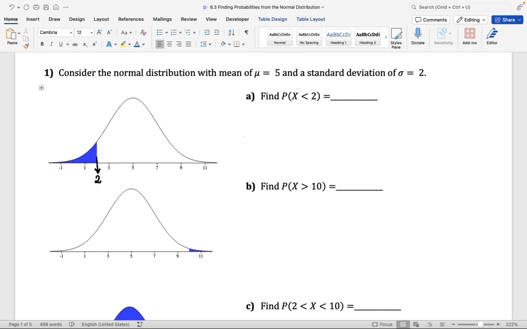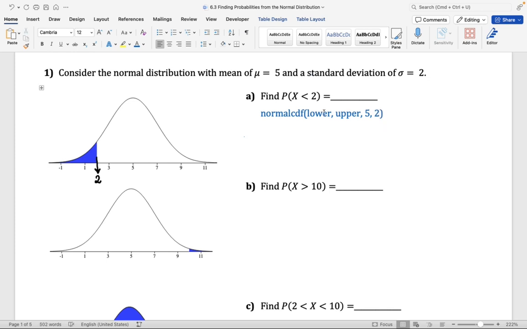On your calculator, you're going to use a function called normal CDF. Your calculator is going to ask you for the lower bound, the upper bound, the mean, and the standard deviation. Let's go ahead and write it here on our note. We have the mean being equal to 5, so let's go ahead and replace the mean with 5. The standard deviation here is 2. Let's go ahead and replace that 2.